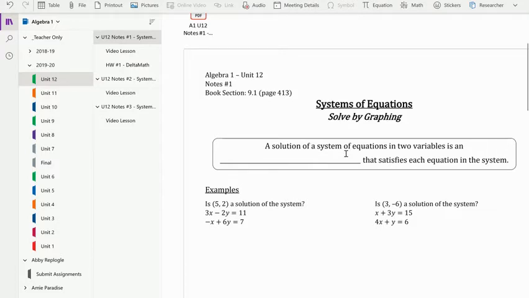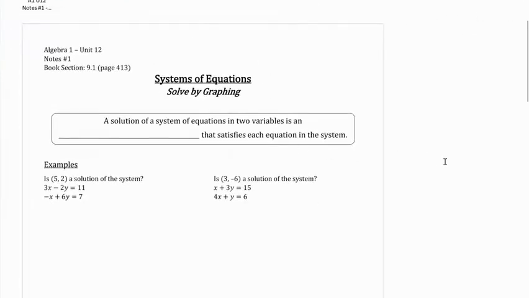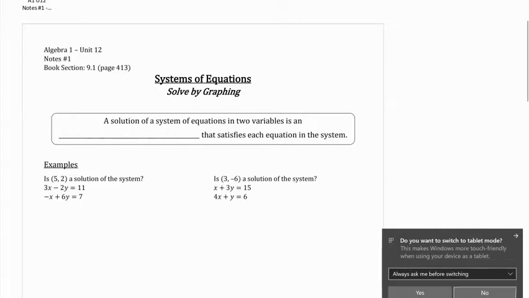After that, we were just going to review and take a test, but that's hard to do while we're doing e-learning. So we're going to jump into the next unit, which is all about solving systems of equations. We start by solving by graphing. A quick background on what a system of equations is.